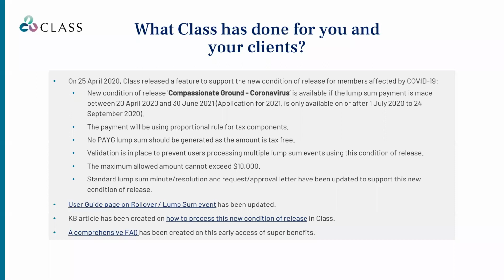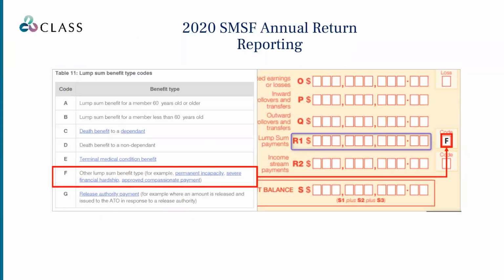Now, if you do process this payment, then it will be treated as a lump sum payment. The benefit code is F, other lump sum benefit type, particularly the one related to approved compassionate payment.